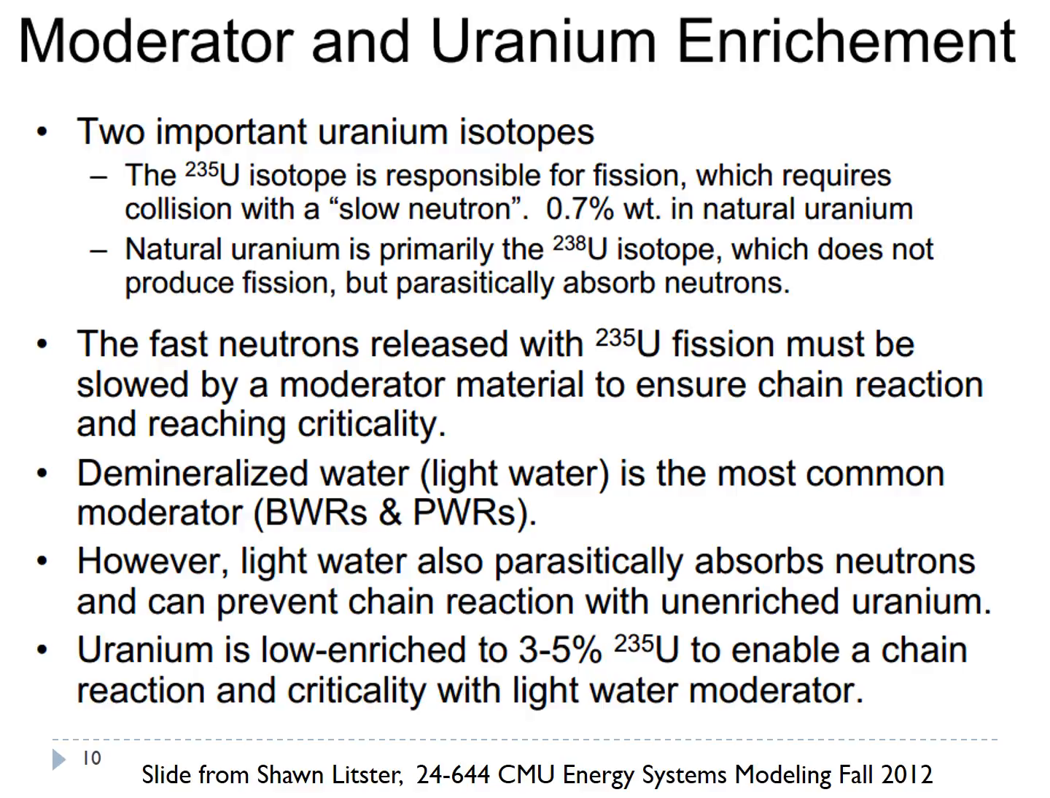Okay, there are a couple things to note here. The first is that there are 2 main types of uranium that are important. The first is 235. That's the isotope that's responsible for fission, and its natural occurrence in the environment is about 0.7 weight percent. So the other 99.3 weight percent is primarily U-238, which does not produce fission, but it can parasitically absorb neutrons.